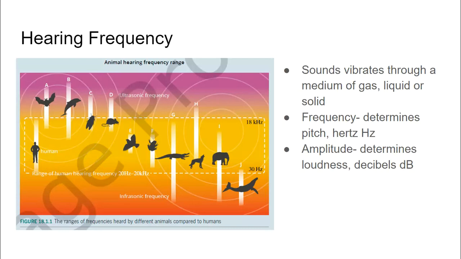So sound vibrates through a medium of gas, liquid, or solid, and the frequency at which we hear is determined by the pitch. And we also have the amplitude, which determines the loudness. We can see here that humans have a hearing frequency of from 20 to 20K, and there's a big difference between the frequencies we can hear as humans compared to those that whales and all the way up to bats can hear.